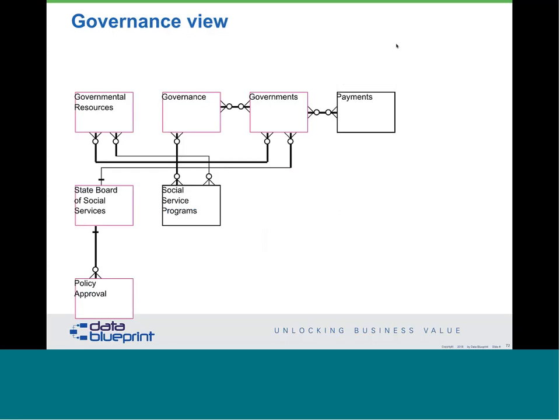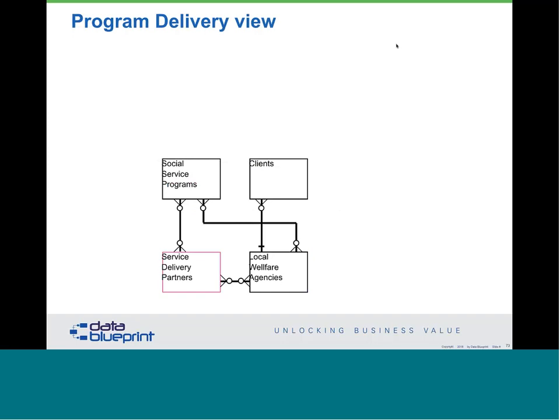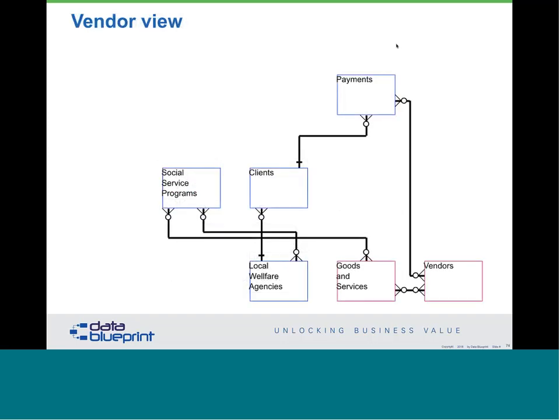Here's the governance view. This governance view tells us that it's more complicated. Gee, government, I'm surprised it's more complicated, right? So we have a lot of other components that we bring into here. Here is another one for the program delivery perspective. The local welfare agencies hire service delivery partners to deliver specific social service programs to specific subsets of clients. And of course, the vendor perspective is concerned with delivery as well as payments in order to do this.